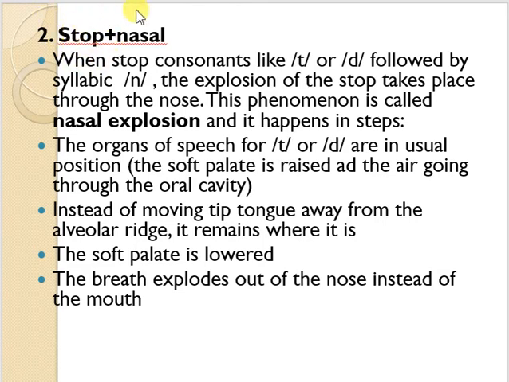إذا إجا مباشرة بعد nasal consonant راح يصير عندنا the explosion is going to go through nasal cavity. الانفجار راح يساق إلى تجويف الأنف.